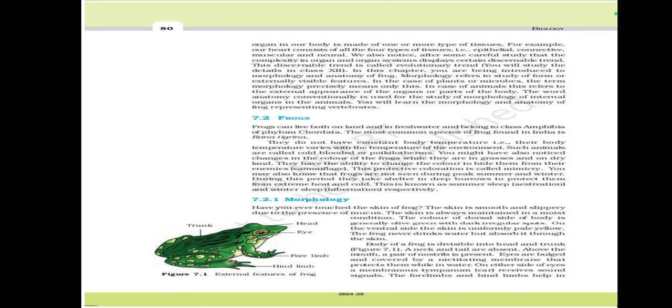Frogs can live both on land and in freshwater and belong to class Amphibia of phylum Chordata. The most common species of frog found in India is Rana tigrina. They do not have a constant body temperature. Their body temperature varies with the temperature of the environment. Such animals are called cold-blooded or poikilothermic.